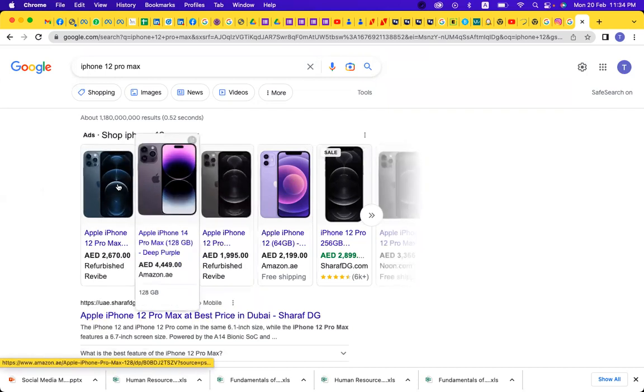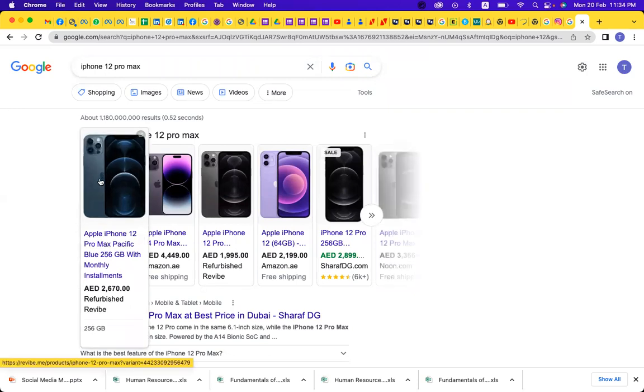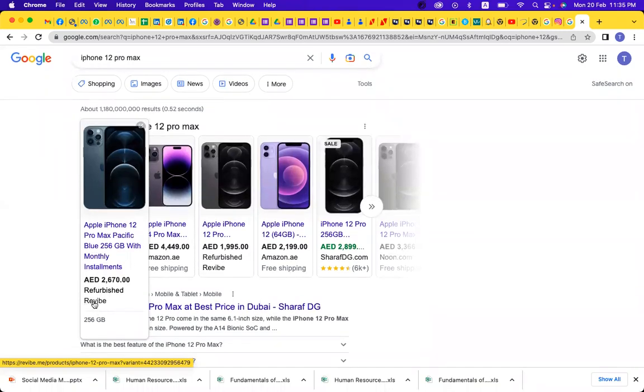How do I know they are shopping ads? These are some of the categories of a shopping ad. For an ad to be called a shopping ad, it must have an image, the name of the product you are selling, the price of the product, and the company that is selling that product. Look at this product, iPhone 12 Pro Max. That's the name of the product. We have the price, which is 2,670 dirhams. We have the company selling the product, which is Revibi.